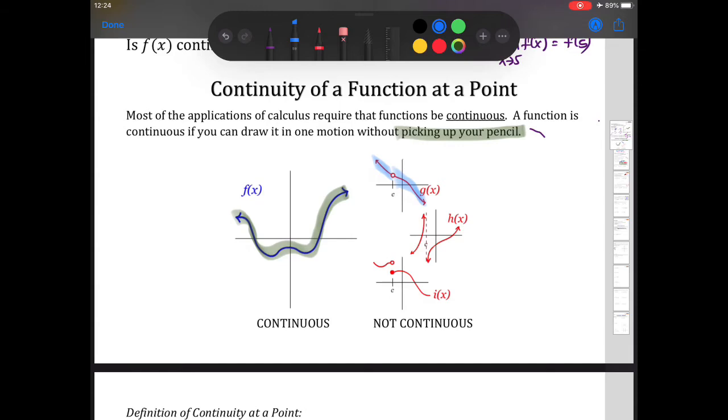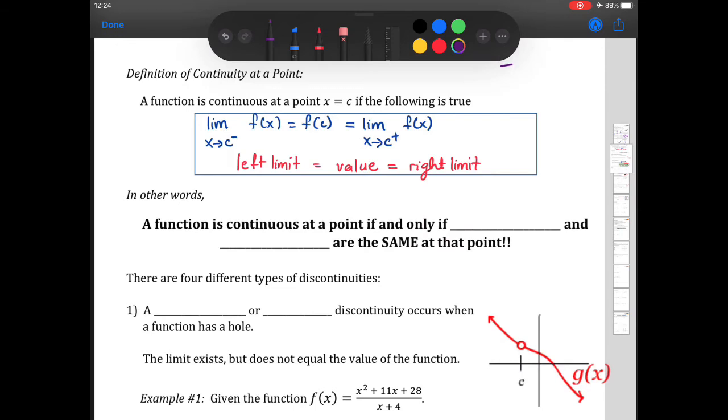So whenever you see a hole, a vertical asymptote or a jump, so I have a hole here, a vertical asymptote, you see that, right? x equals c, and a jump, the graphs are not continuous. So let's talk about the definition of continuity at a point. This is the fancy definition. A function is continuous at a point x equals c if the following is true. So this is your fancy definition, right?